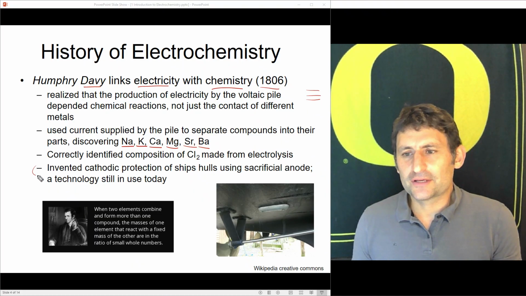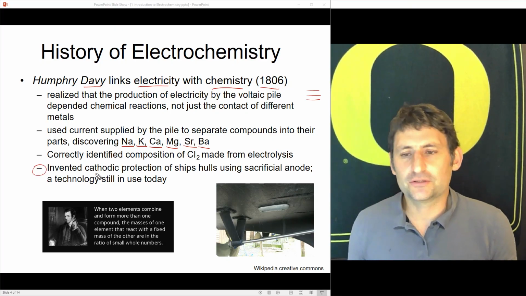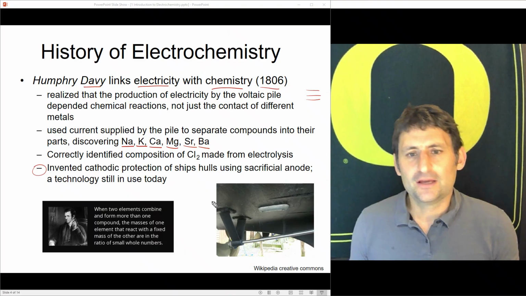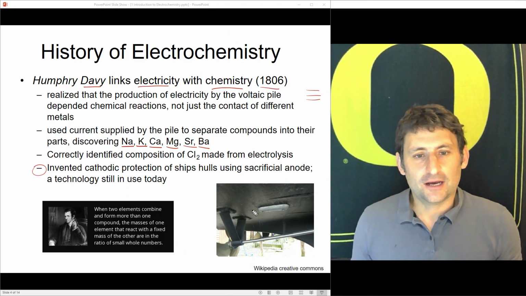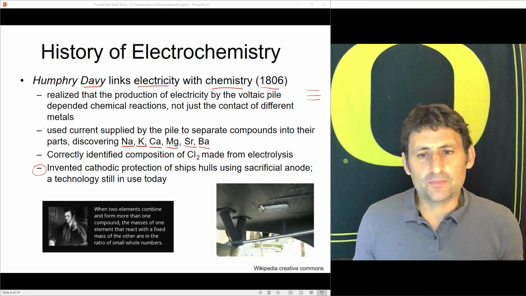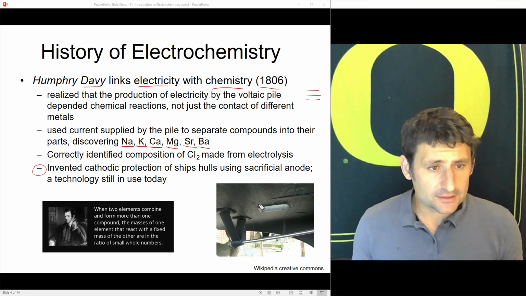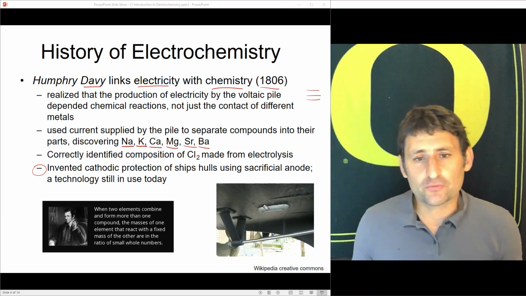And another key interesting side note is he actually invented a very important technology that's still in use today called cathodic protection. This is a way to actually prevent corrosion, prevent rusting of metals. So we'll talk about this in a moment in more detail, but rust forms when a metal gets oxidized. So if you can prevent a metal from getting oxidized, you can prevent it from rusting.